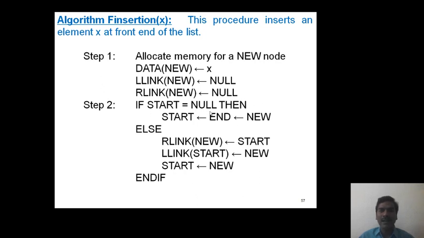If start equivalent to null, then that means elements are not available. Hence, the first inserting node becomes start and end nodes of the list, like start equivalent to end equivalent to new. Else, if elements are available, now we establish links in between new node and start node of the list. For this, R-link of new is filled with start, L-link of start is filled with new, start equivalent to new, and end if. Step 3, return.